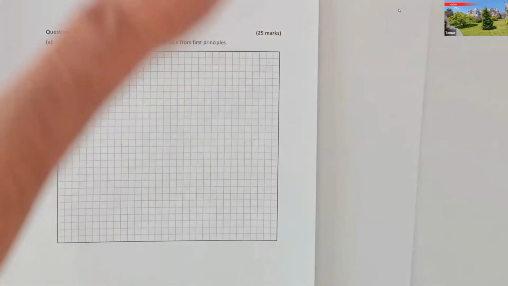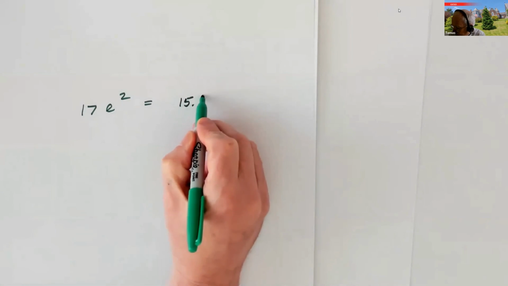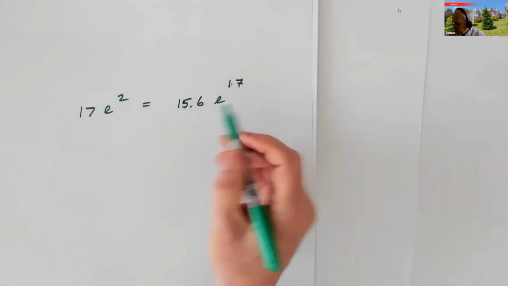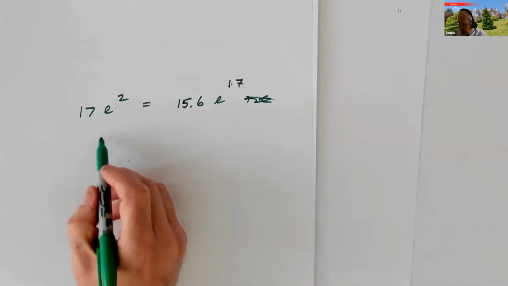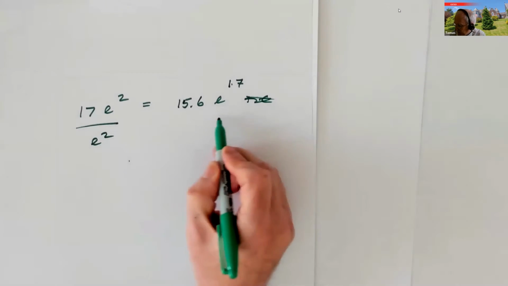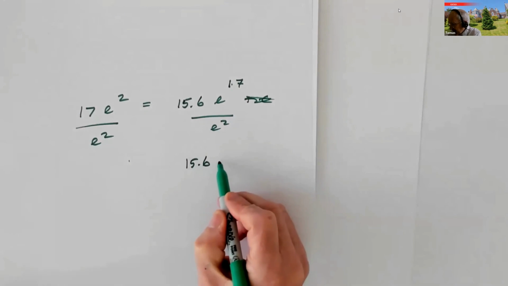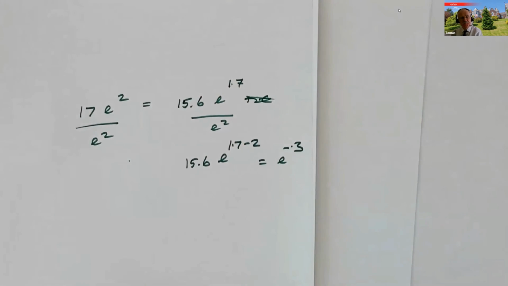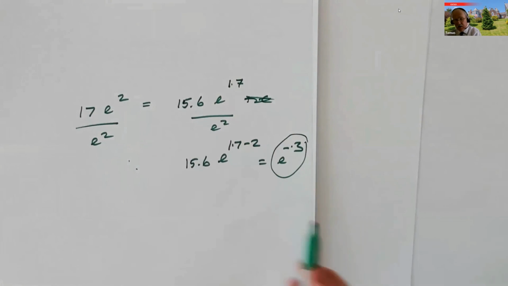How would you do that? Let's say somebody says 17 times e to the 2 is equal to 15.6 times e to the 1.7 or something like that. Well, let's say just like that. How would you do it? Well, you might decide to put all the e's on the other side. If you divide this by e squared, you divide this by e squared, you get 15.6 times e to the 1.7 minus 2, or e to the minus 0.3. And then you're left with just that bit and numbers, and you should be able to take the log of it and solve it.